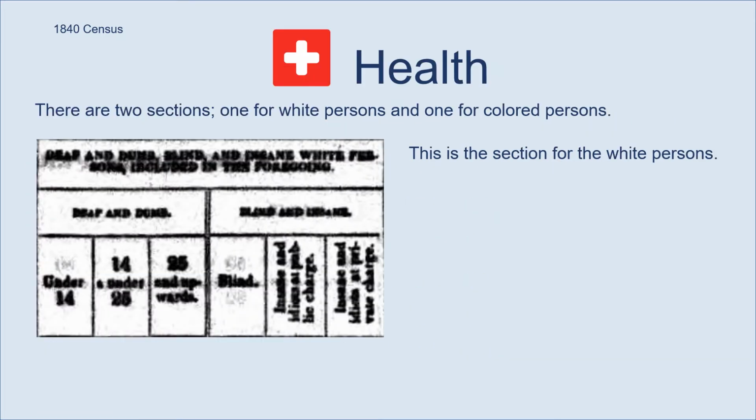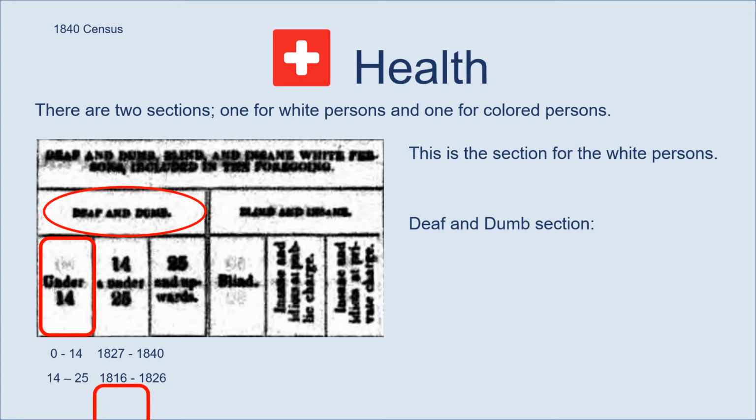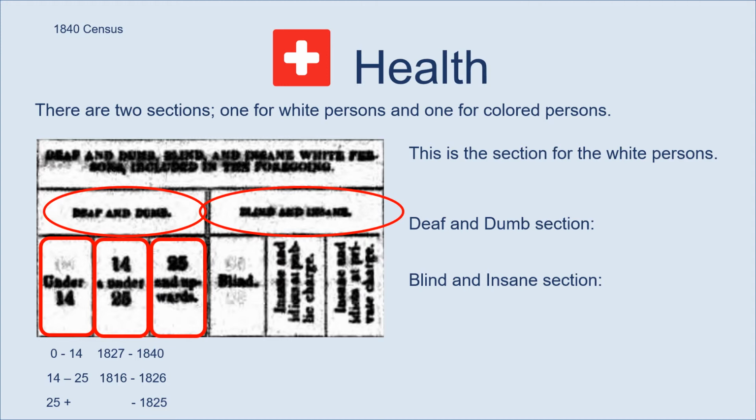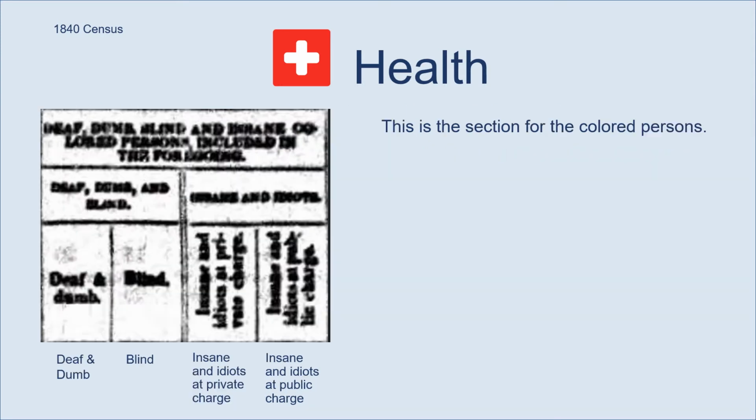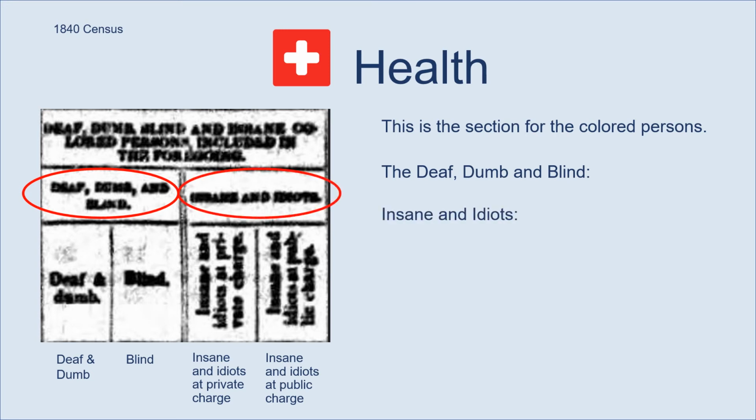Health. There are 2 sections, one for the white persons and one for colored persons. This is the section for white persons. Deaf and dumb section. 0 to 14, born 1827 to 1840. 14 to 25, born 1816 to 1826. 25 and older, born 1825 and earlier. Blind and insane section. Blind, insane, and idiots at public charge. Insane and idiots at private charge. This is the section for the colored persons. The deaf, dumb, and blind. Insane and idiots.